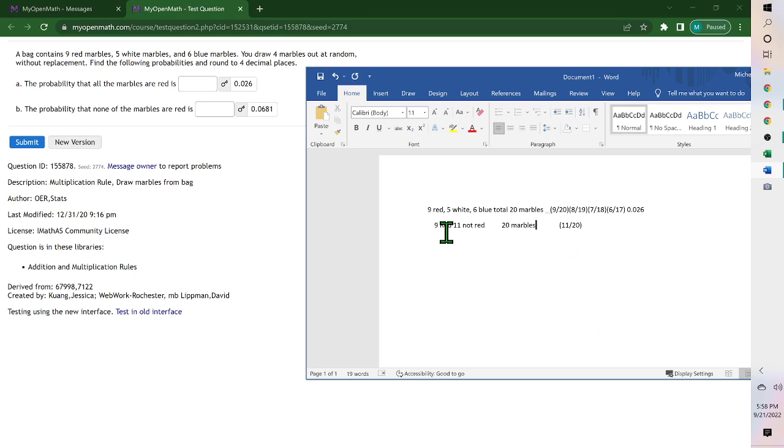Now we pulled one that wasn't red, so that means we still have the 9 red, but we only have 10 not red, which gives us 19 marbles. The probability then that the next one's not red is 10 out of the 19.